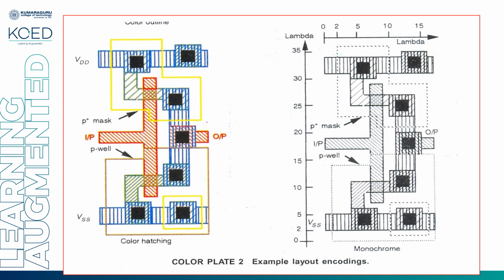Now you can see the first diagram shows the layout of again an inverter, where I have used color coding plus monochrome. Color hatching is also used.